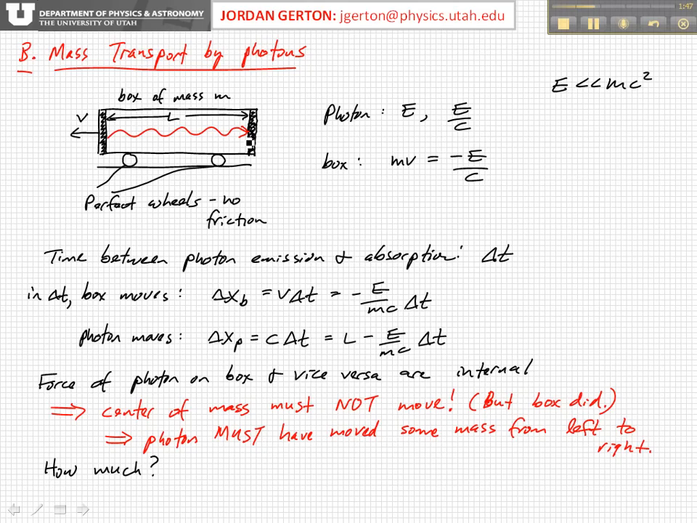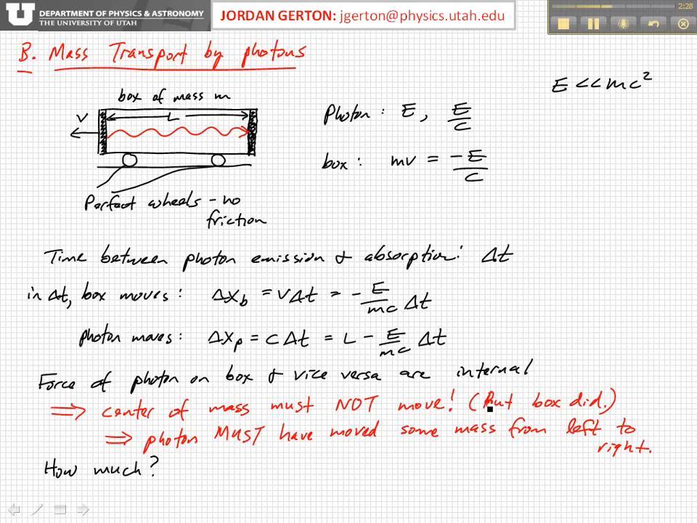The key thing to understand is that these impulses, these forces, are internal to the box. Okay, because the photon's moving on the inside, and so there's no external force on this box. There's only internal forces being exchanged here. And what that means, if you remember from your first year mechanics class, is that the center of mass of the box can't move. Because if the center of mass of the box were to move, that would require an external force.